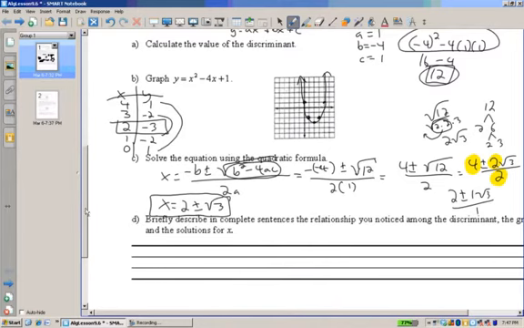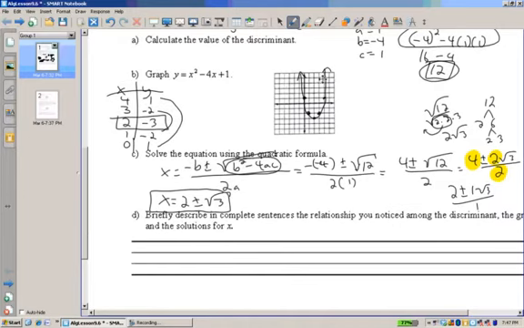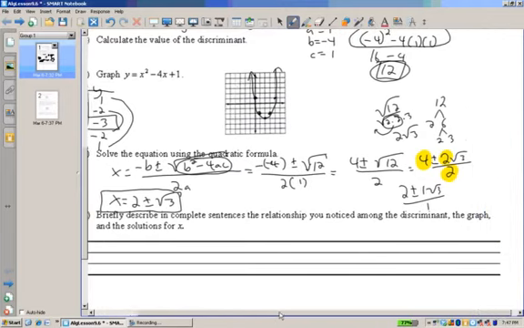So what this has told me is that when my discriminant was positive, think about this in terms of the quadratic equation here. I'm adding the square root of 12, subtracting the square root of 12. That's going to give me 2 separate solutions. Well, that's exactly what the graph told me, that there were 2 places where it hit the x-axis. It also told me that since this was positive, there were 2 distinct solutions here. So, describing in complete sentences, what we noticed among the discriminant, the graph, and the solutions.